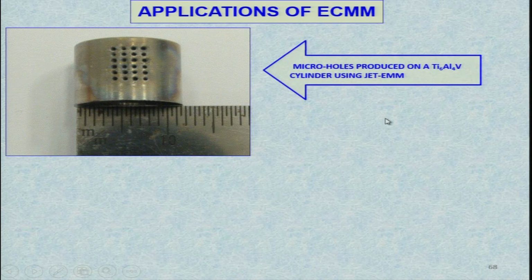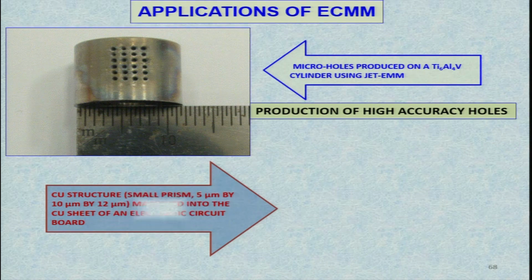applications this electrochemical micromachining has. Micro holes produced on titanium alloy cylindrical using jet electrochemical micromachining, and these are the holes which are of micron size, and these are the exaggerated view of the holes. Production of high accuracy holes.